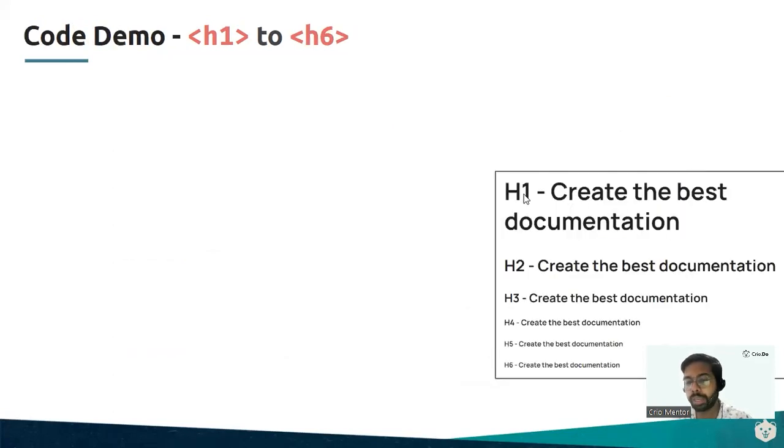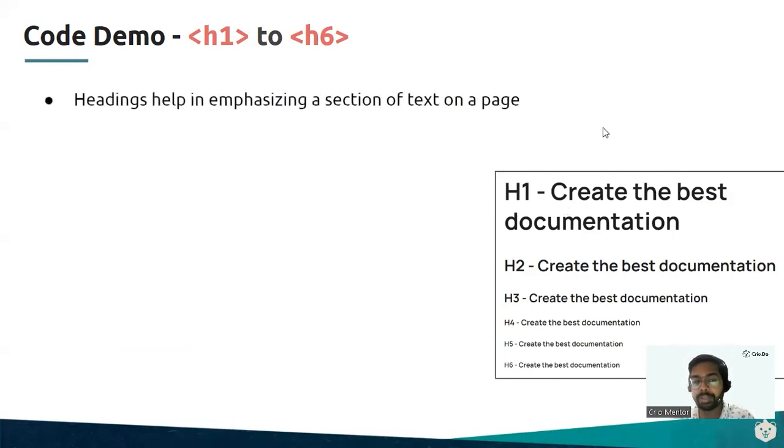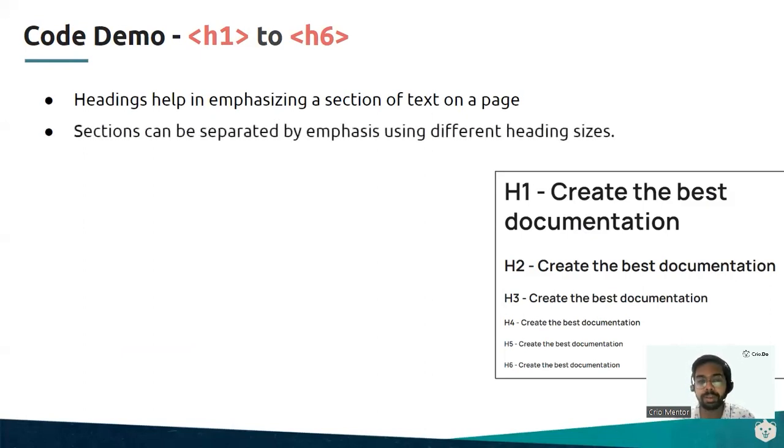As I've told you, H1 is going to give us the biggest heading and H6 is going to give you the smallest heading. When I say biggest and smallest, it is in terms of the font sizes as well as their font weights. Now, how exactly does this work? Headings help in emphasizing a section of text on a page, so it can be separated by emphasis using different heading sizes. For a heading, you go ahead with the H1. For a subheading, you go ahead with the H2. Under the headings, you can have an H3, and so on.